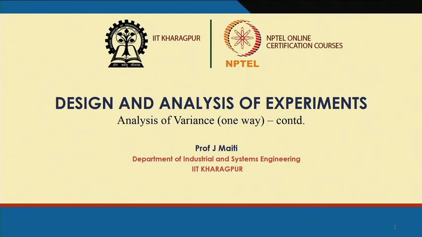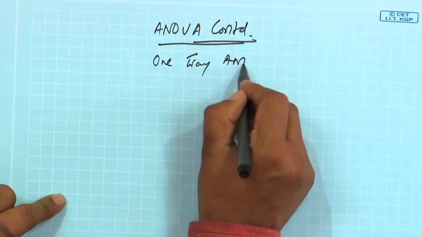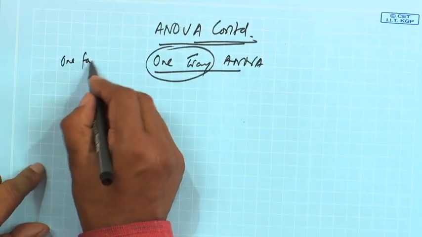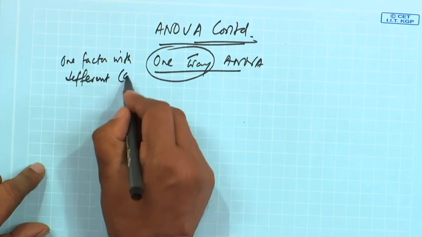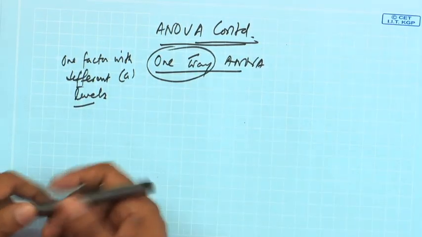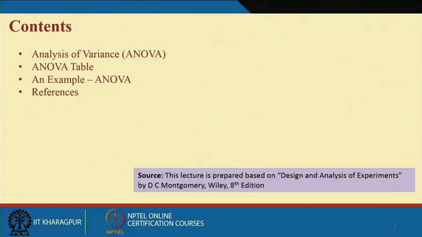Welcome. We will continue analysis of variance. So, I am writing one way analysis of variance. The word one way is coming from only one factor with different levels. Different means a levels. Last class what I have discussed was also this one way ANOVA. We will see the same example, the calculation, and also how ANOVA is used for hypothesis testing of the equality of different level means.